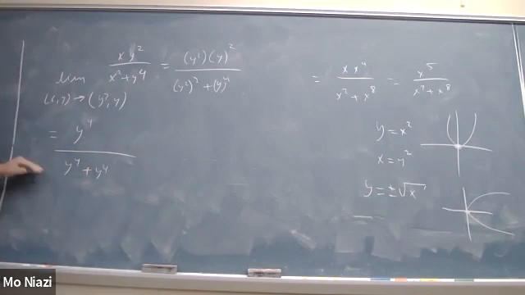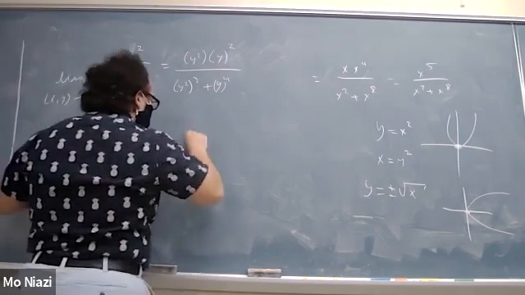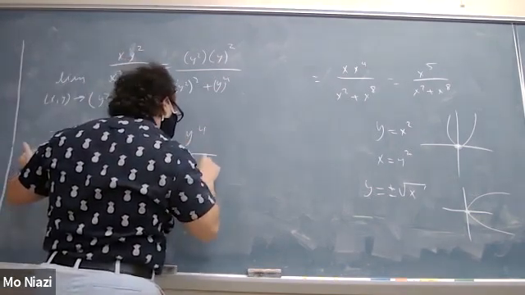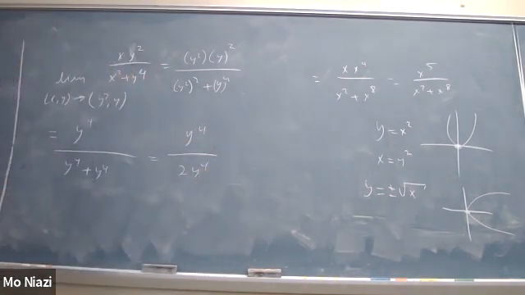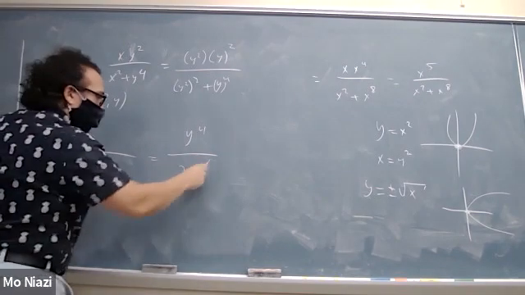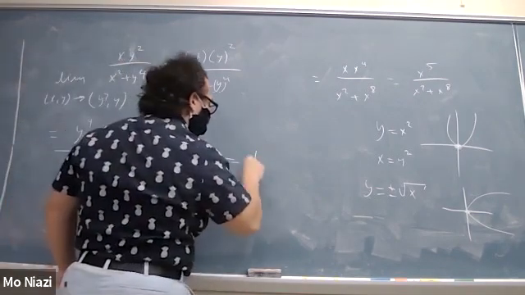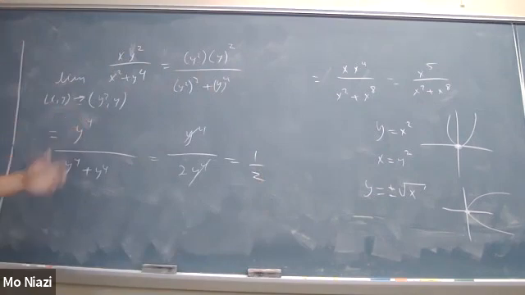This is why it's so beautiful, because it's just like last time. Now we're going to get y to the fourth over 2y to the fourth. Now the variables can cancel, so it's just 1/2. It was supposed to equal 0.